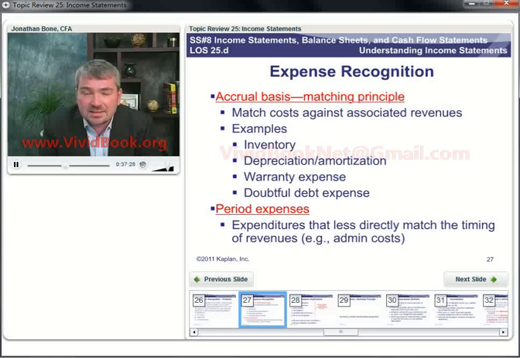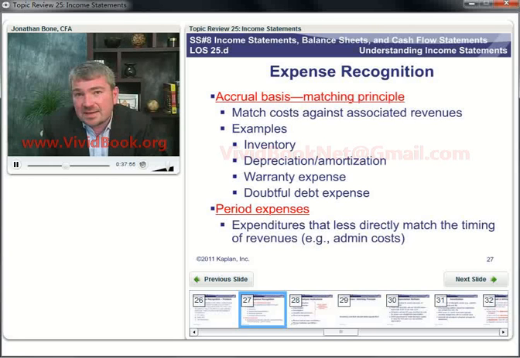Warranty expenses. Now, a warranty expense, of course, warranties are all about repairing faulty goods. Of course, at the time of the sale, you don't know what that warranty expense will be, so we're going to have to estimate it. But the matching concept says we should match cost against revenues, so we'll account for the warranty at the time of the sale, not when the faulty goods are actually returned for repair in the future.